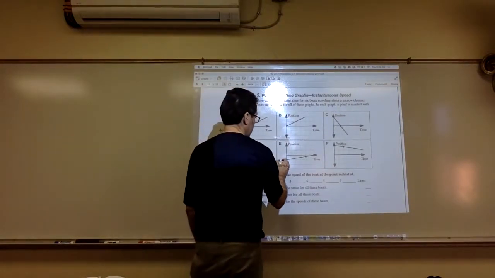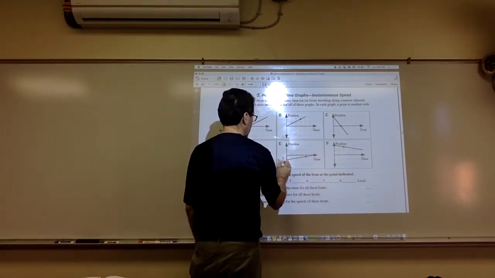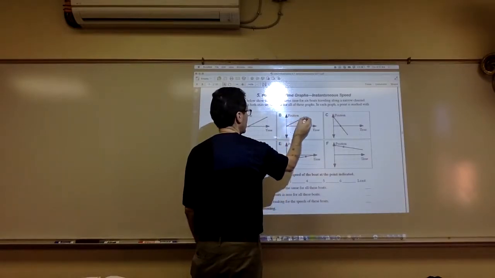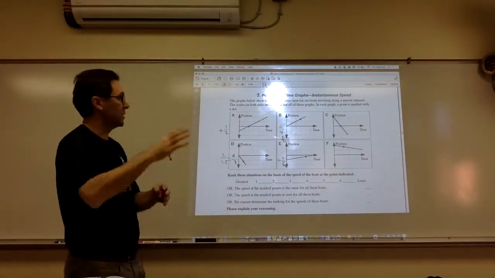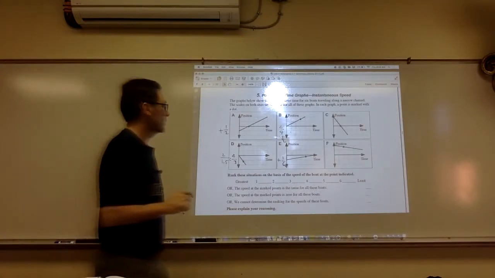The slope here is 1 over 6, positive 1 over 6. The slope here is 1, 2, 3, 4, so it's 2 over 4, which is basically half. And when you're doing the slope, always pick the points that are furthest apart. This way, if there is an error, it's minimal.